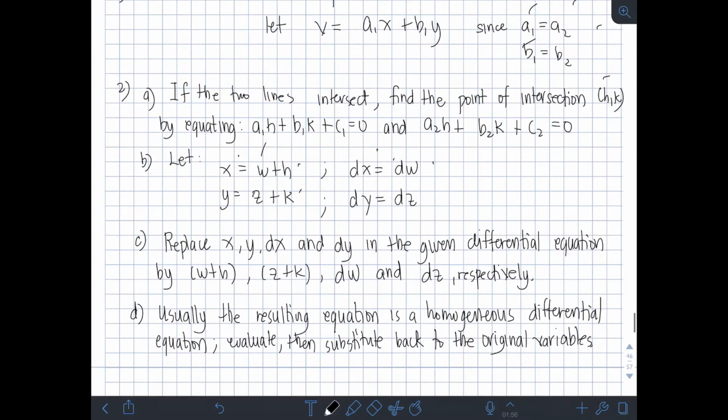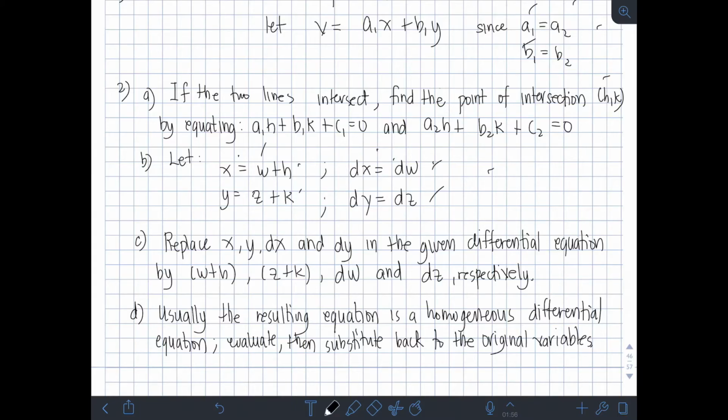Okay? So, bale, kapag sinubstitute natin ngayon to dito sa original DE natin, replace x, y, dx, and dy in the given differential equation by w plus h, z plus k, dw, and dz respectively. So, substitute nga natin lahat ng representation natin na to doon sa DE. And then, usually the resulting equation is a homogeneous differential equation. Evaluate and substitute back to the original variables. So, ang ginawa natin substitution dito, bale, is i-convert natin into homogeneous equation itong DE natin.